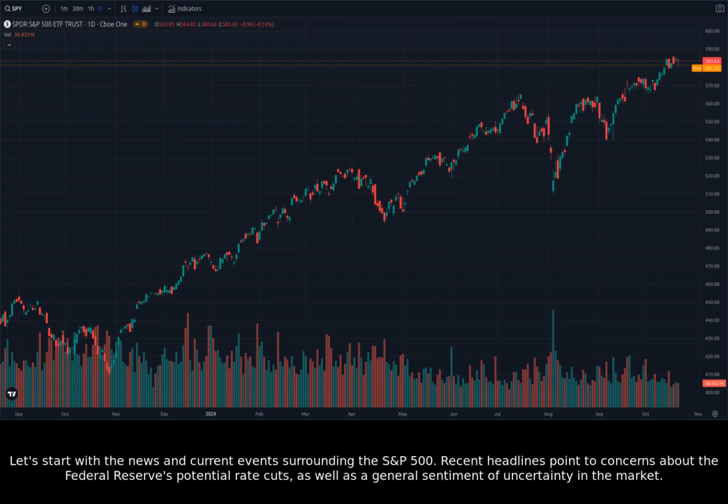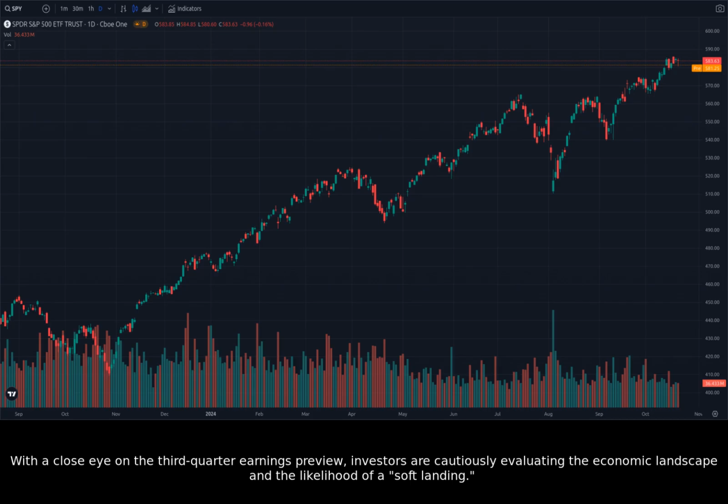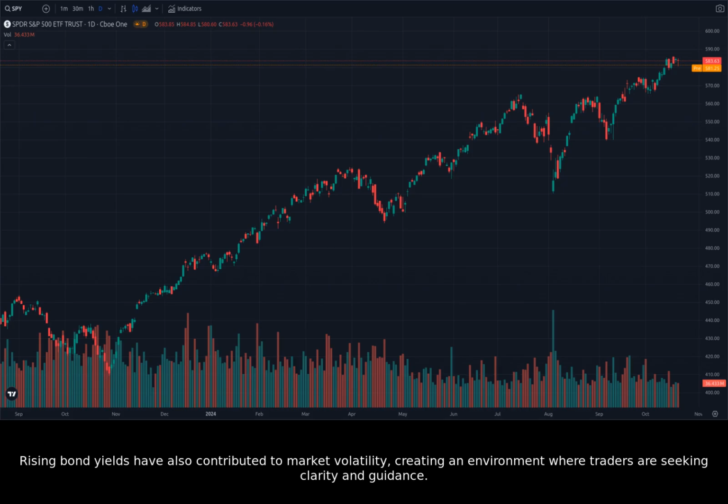Recent headlines point to concerns about the Federal Reserve's potential rate cuts, as well as a general sentiment of uncertainty in the market. With a close eye on the third-quarter earnings preview, investors are cautiously evaluating the economic landscape and the likelihood of a soft landing. Rising bond yields have also contributed to market volatility, creating an environment where traders are seeking clarity and guidance.